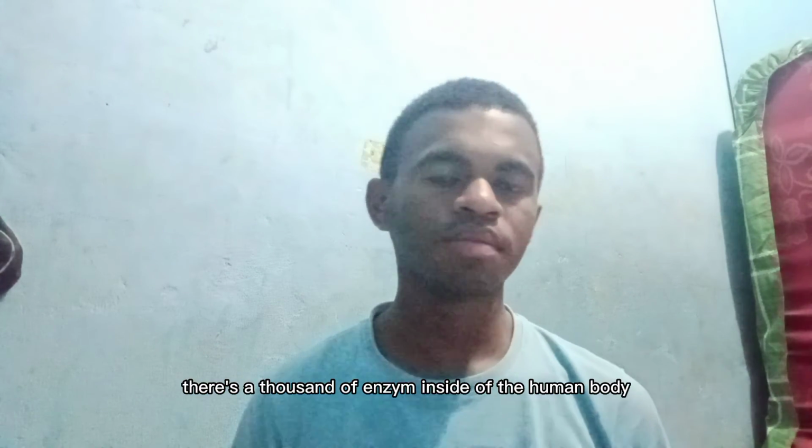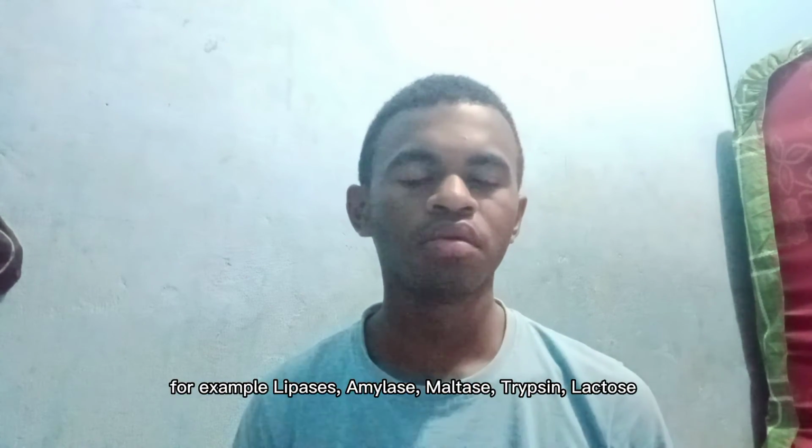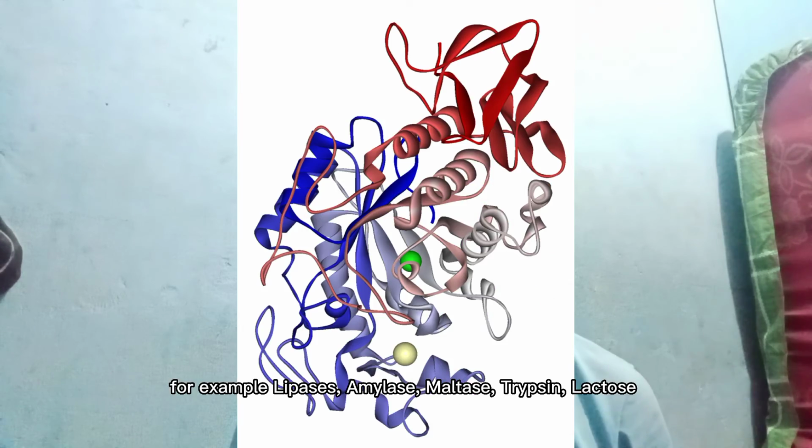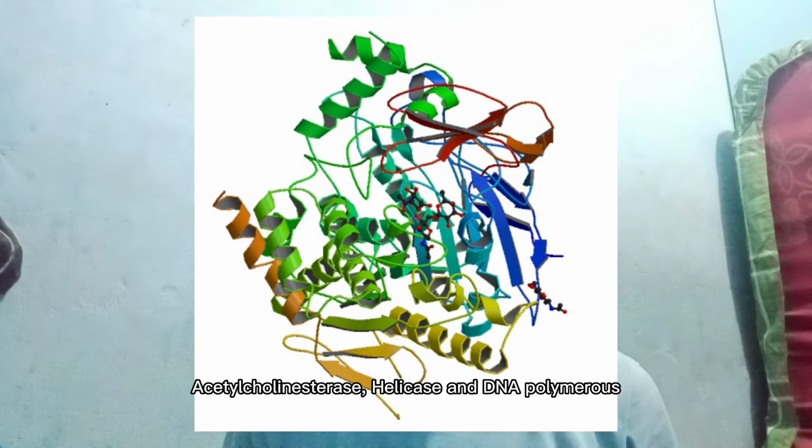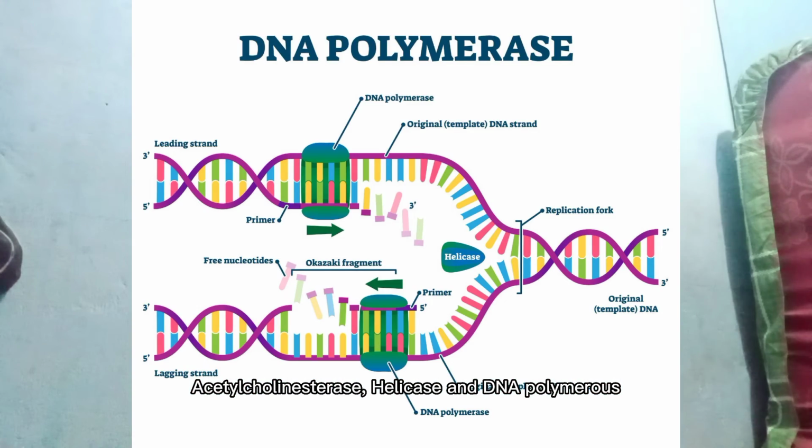There are thousands of enzymes inside of the human body. For example, lipase, amylase, maltase, trypsin, lactase, acetylcholinesterase, helicase, and DNA polymerase.